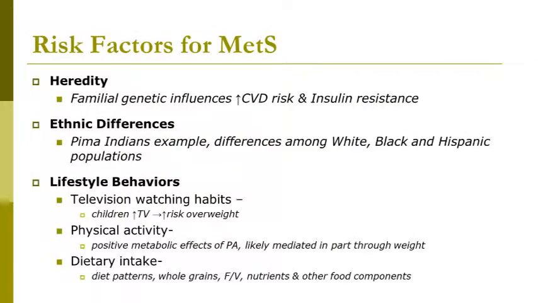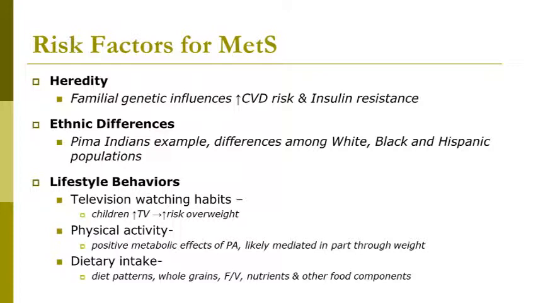Risk factors, heredity is certainly one thing. We know that there are familial influences, genetic predisposition to diabetes and cardiovascular disease, and environmental influences certainly come into play and affect heredity. Ethnic differences, examples of the Pima Indians, a Native American population, that are very, very susceptible to obesity and diabetes.